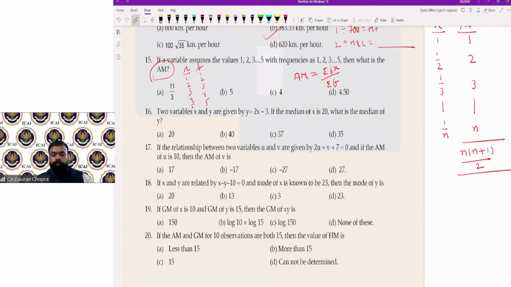Then, yes, option number A, Bhumika has given the answer. Om Gupta has also given option number A. So 11 by 3 is the correct answer.